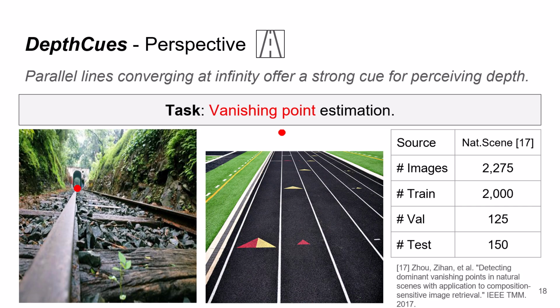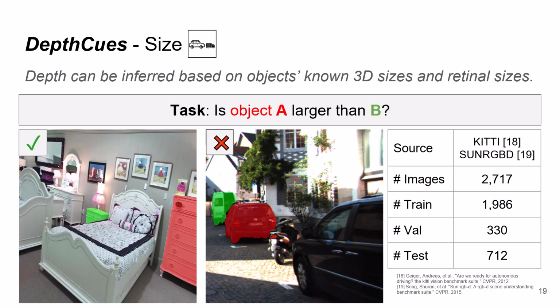Another important cue is linear perspective. Closely related to this cue is the concept of vanishing point. So we probe models with vanishing point estimation, where the prediction targets are the XY coordinates of the point. Next, depth can be inferred based on our prior knowledge of 3D object sizes and their appeared size on our retinal image. To see if models have such prior knowledge, we use a binary classification task of identifying if one object is larger than another object in 3D.